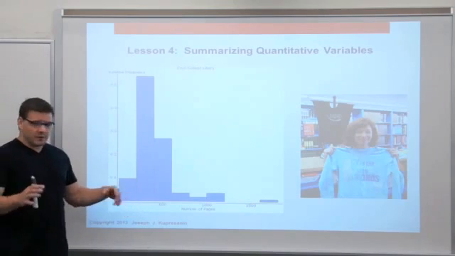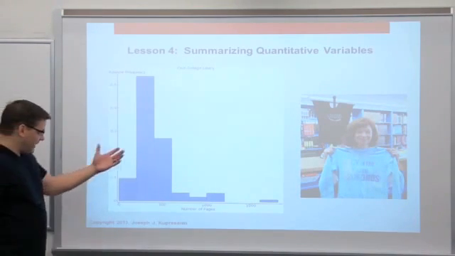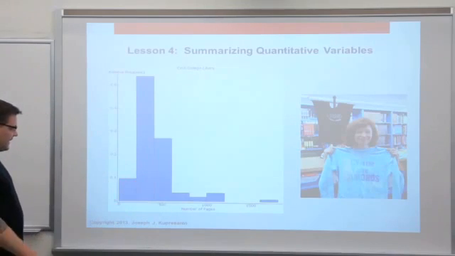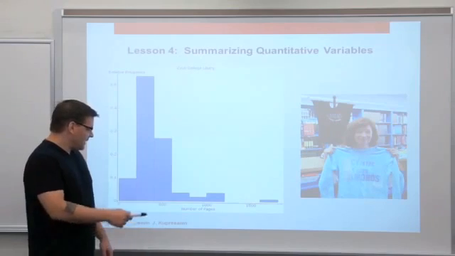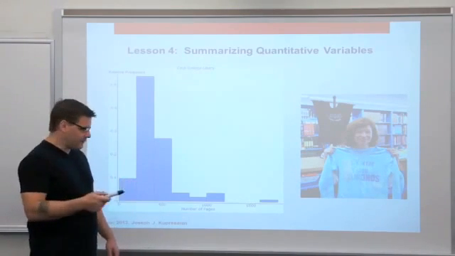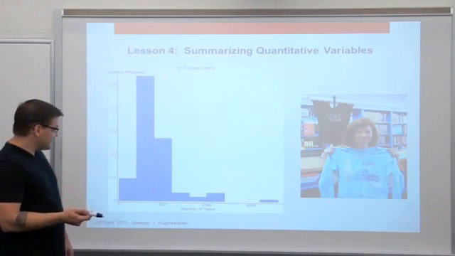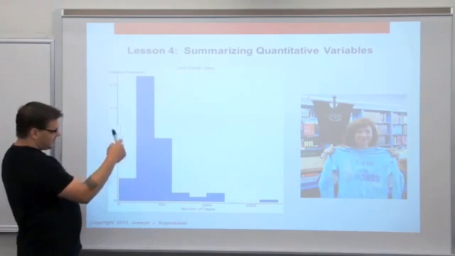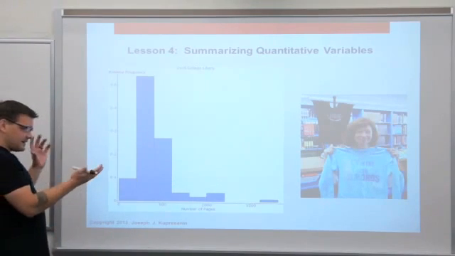Main point of this video is we're going to start to summarize quantitative variables. I have an example here on the slide. A few semesters ago, students in MAT127 took a sample of books in the library, and one of the variables they looked at was number of pages. So over 100 students, here's a histogram of that data, and we want to start to summarize.